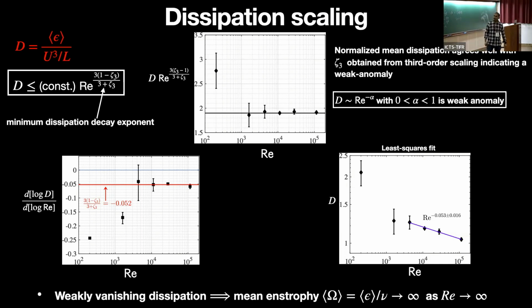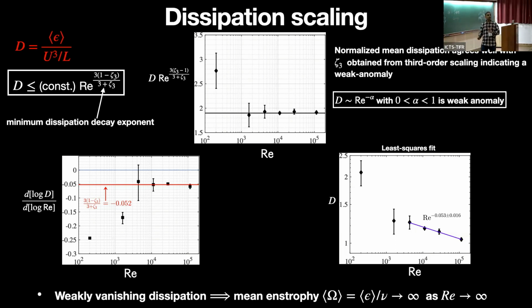And note that if you have a weak anomaly, most of the things that we know about turbulence still hold. For instance, the mean entropy will still diverge because this mean dissipation is vanishing very weakly. So this is almost nu to the power minus 1. The rate is not as strong, but it still goes to infinity as Reynolds number goes to infinity.